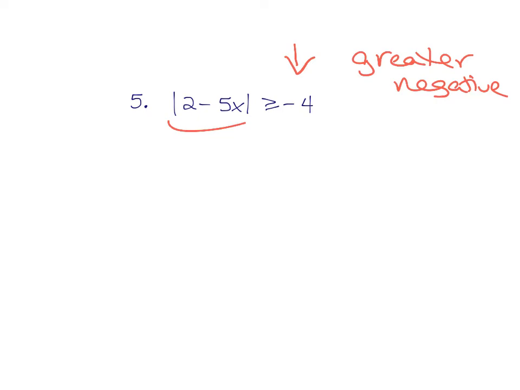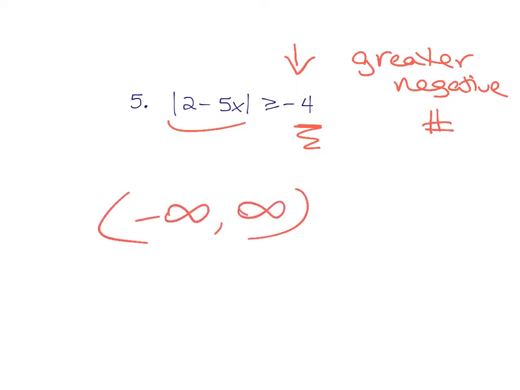So when this occurs, if this is a negative number here, then you've got to stop. If it's greater than the negative number, then the answer is all real numbers. And you would represent all real numbers with interval notation from negative infinity to positive infinity. This is all real numbers.